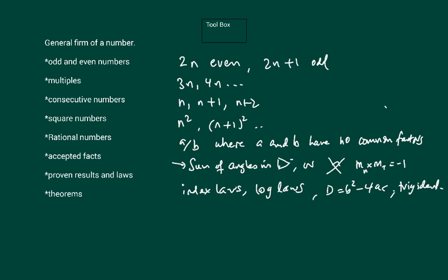And finally theorems, so things like Pythagoras' theorem, or the circle theorems. Okay, so these sorts of things are what we can use when we look at proof.